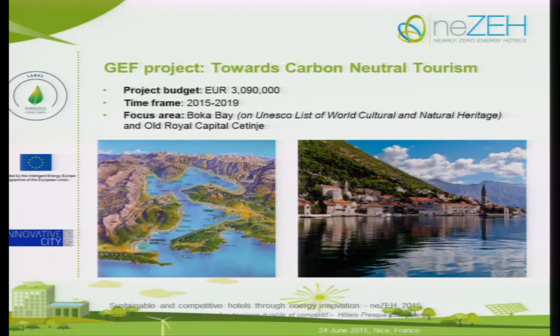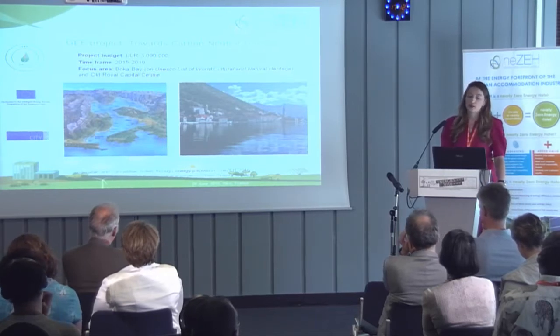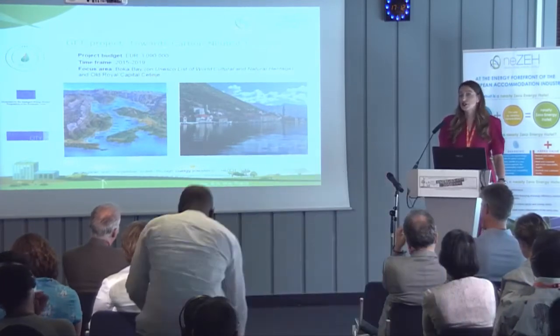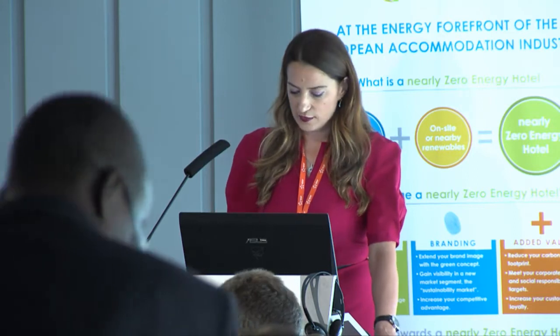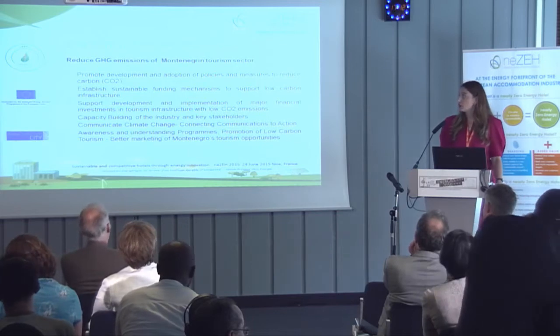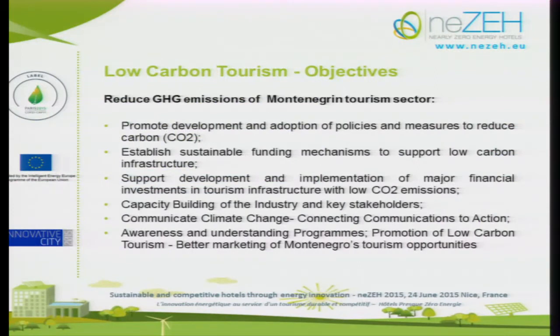We recently started with implementation. The focus area is Boka Bay, which is under the protection of UNESCO, and the Old Royal Capital Cetinje, which is in the process of being protected by UNESCO as a World Heritage site. The main objective of the project is to reduce GHG emissions from the tourism sector. As I said, tourism is one of the main drivers of the economy in Montenegro. On the other side, we are an ecological state and have lots of potential to develop carbon neutral or low carbon tourism. So that is where we saw opportunities.